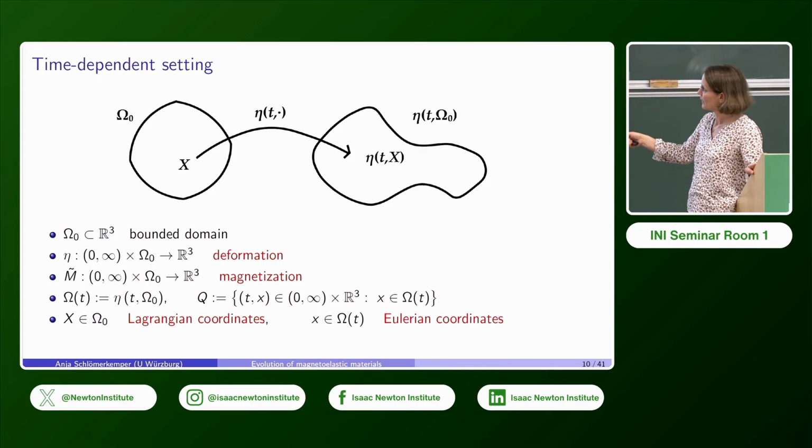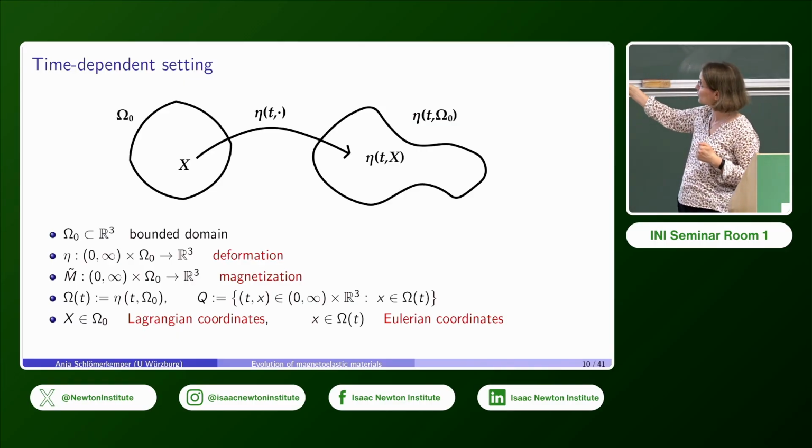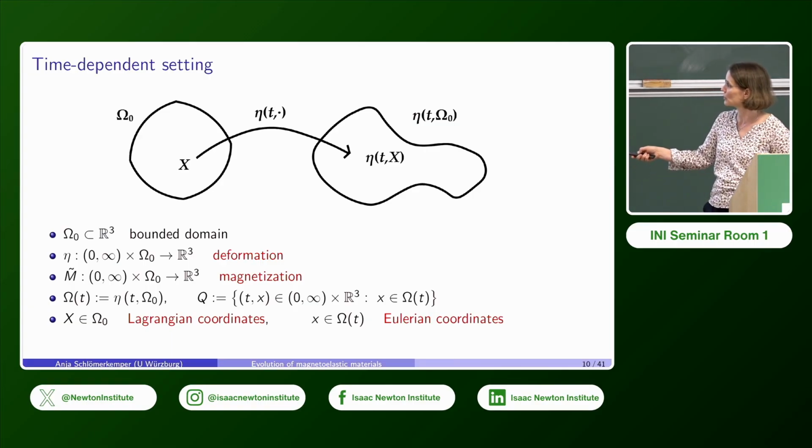So then we have the deformation defined on the reference configuration. And here you notice I have the magnetization defined on the reference configuration, but it now has a tilde. The magnetization M I used before is defined in the current configuration, and this is just the magnetization pulled back to the reference configuration. I will need that later. Omega of t is then just the deformed configuration at time t. We have the Lagrangian coordinates and the Eulerian coordinates.